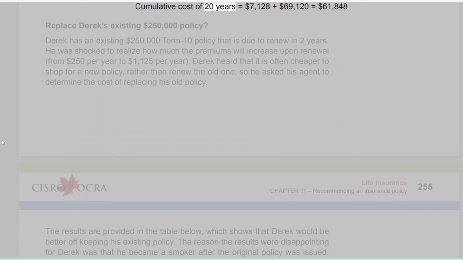Cumulative cost of 20 years equals $7,128 plus $69,120 equals $61,848.